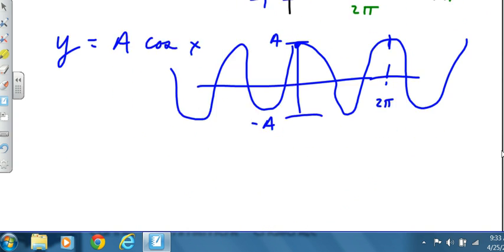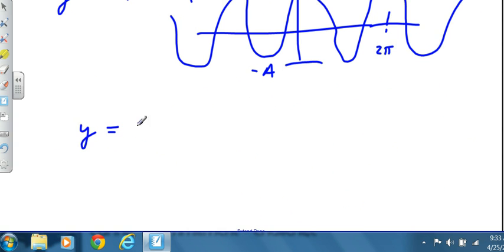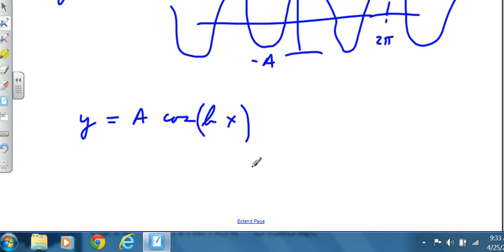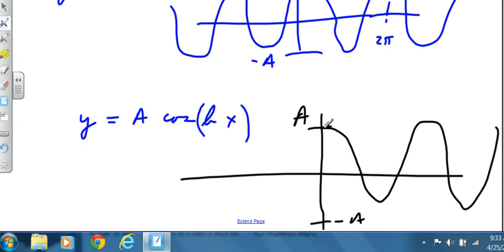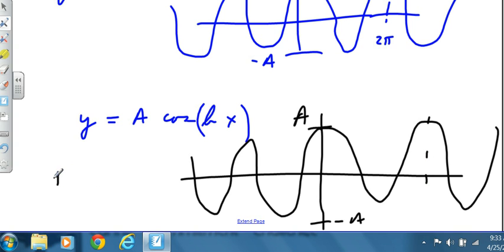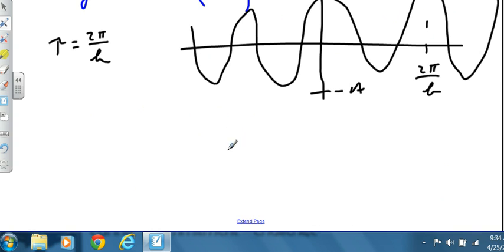Alright, now I've got y is equal to a cosine bx. My function starts at a, can never get any smaller than minus a, goes down, goes up, goes down, goes up, repeats itself to plus or minus infinity, and the period is now 2 pi over b, whatever b is. And then I throw in a phase shift.